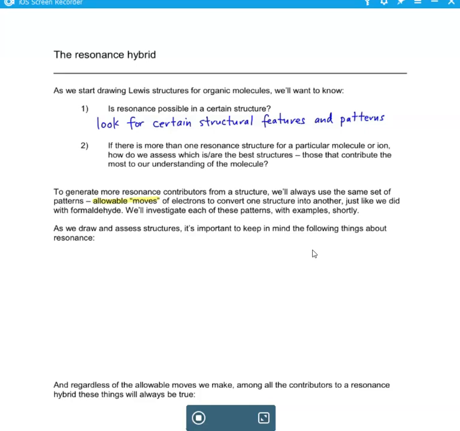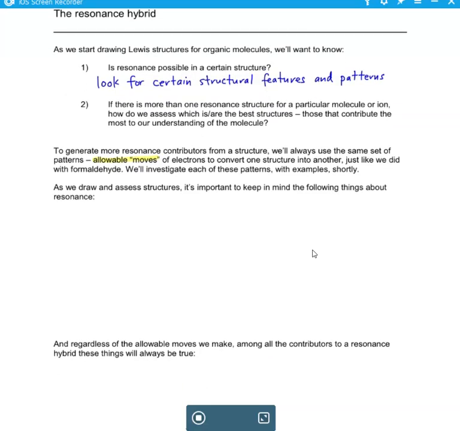But as we're doing this, let's keep an eye on the big picture. First of all, let's say that we've drawn a set of resonance structures for a molecule. Remember that that molecule, or ion, is described by all the contributors to the hybrid.